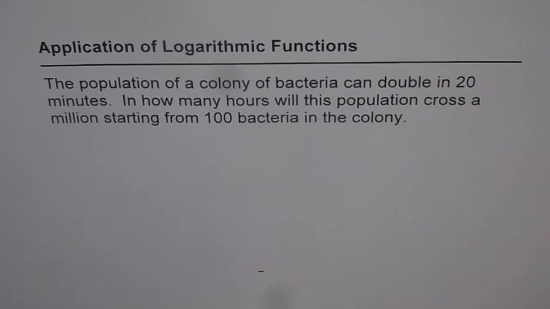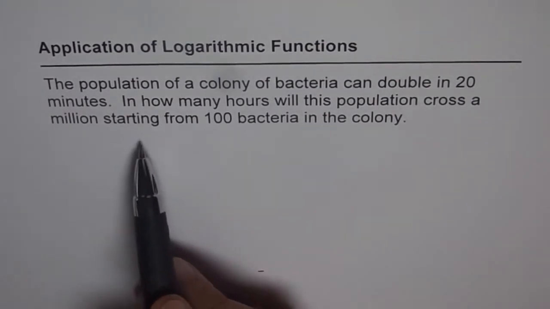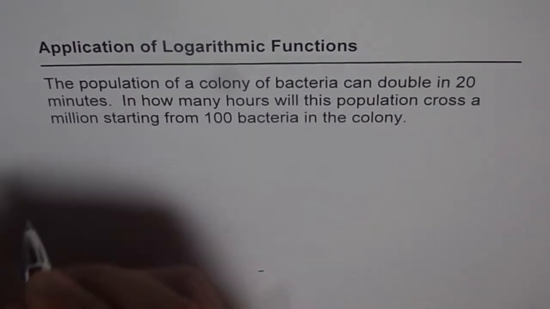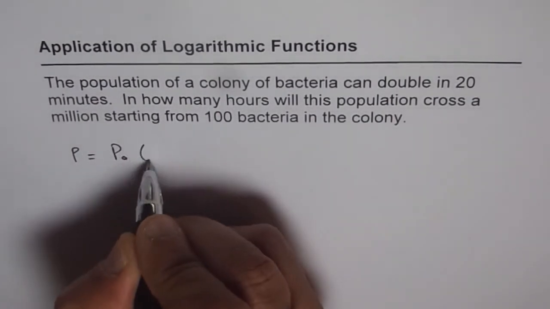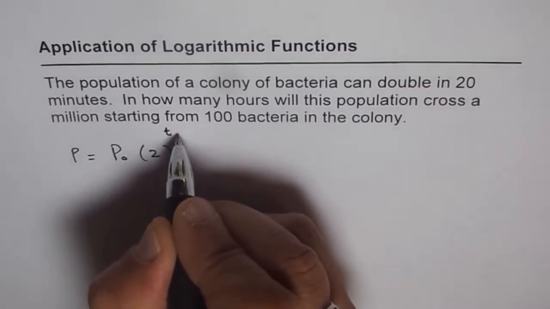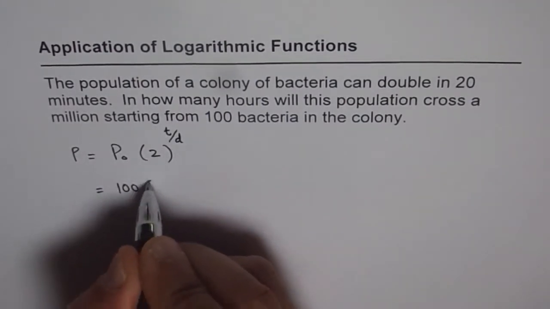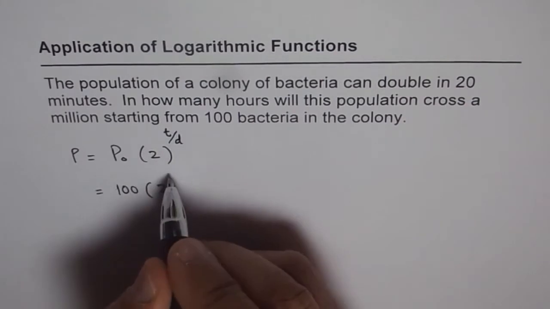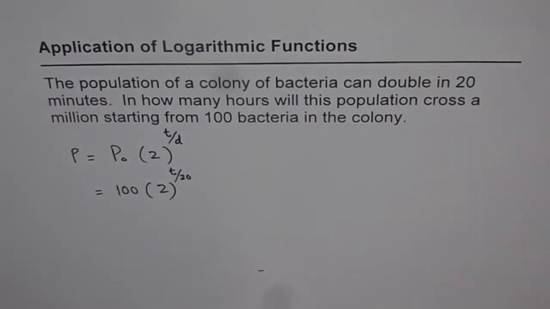So here again we have taken the same example, that is, population of a colony of bacteria doubling in 20 minutes. Now the question is, in how many hours will this population cross a million starting from 100 bacteria in the colony? So let's get back to a formula. Population at any instance is equal to initial population times 2 to the power of t over doubling time, right? So initial population is 100 for us, and doubling time is 20 minutes. So we'll write it in minutes, which is t over 20. So we get our population at any instance of time, where time is in minutes.